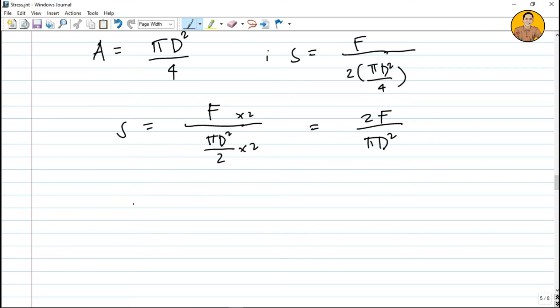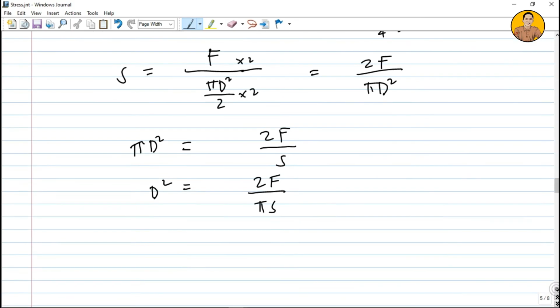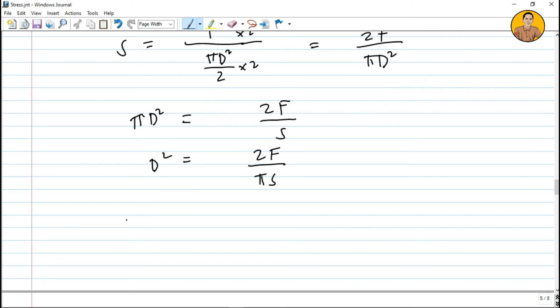So this becomes, so pi d squared is equal to 2F. Divide natin both sides by S. Then again, divide both sides by pi. So d squared equals 2F all over pi S. Then we get the square root to find d. So this is d equals the square root of 2F all over pi S. Okay, so the square root of 2.